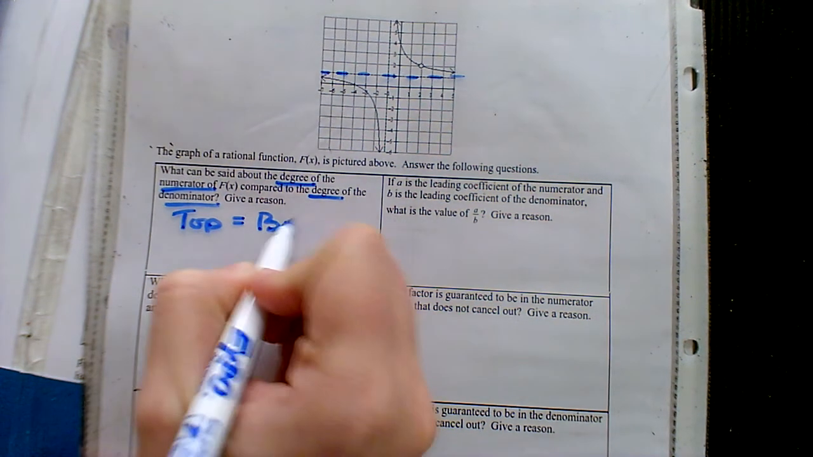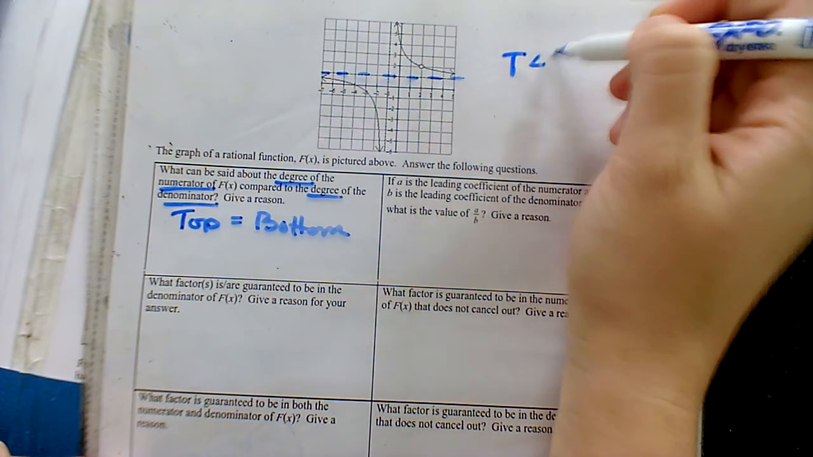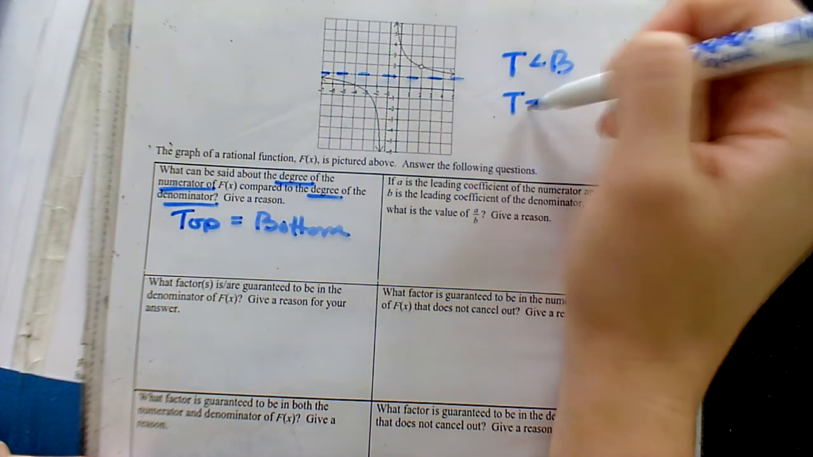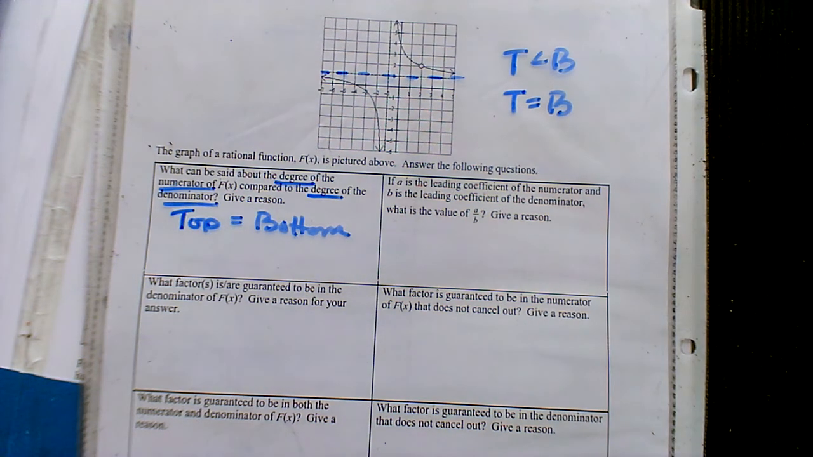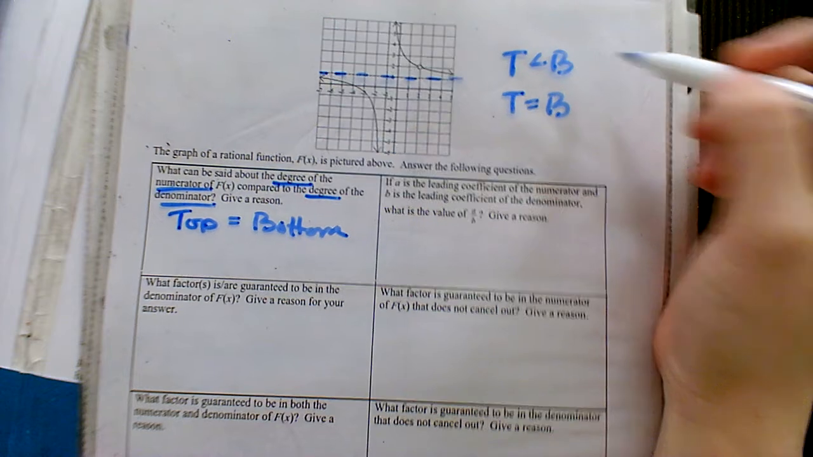There's something special about that horizontal asymptote that should tell us about the degrees of the top and the bottom. Okay, so it's a horizontal asymptote, and if that's the case, then the top is either less than the bottom, or the top is equal to the bottom, because if the top was greater than the bottom, we'd have a slant. Okay, so these options produce a regular horizontal asymptote.